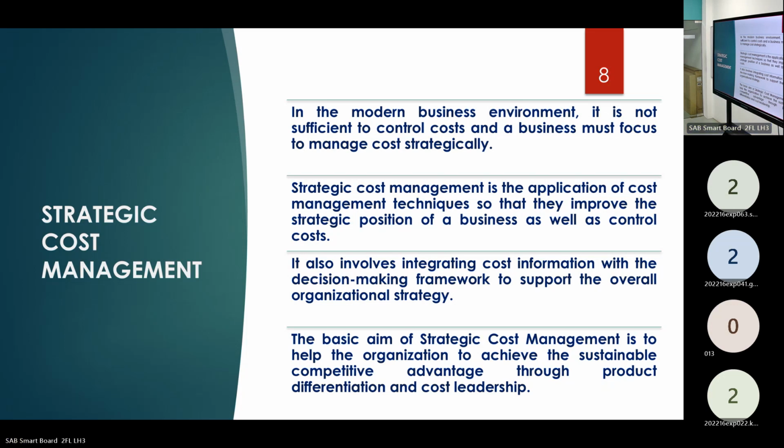Some of these competitive advantages are not sustainable, and can easily be copied. But some of the competitive advantages are sustainable. That means in the long run, you can enjoy the competitive advantage. Right?